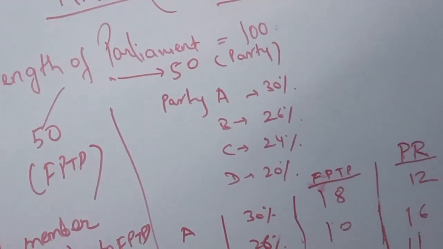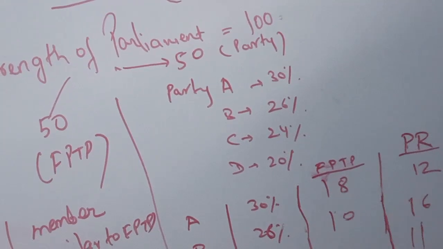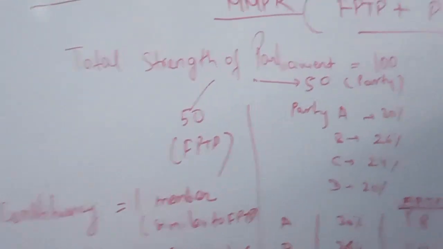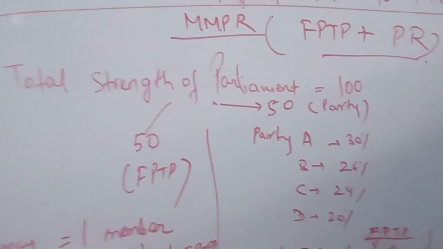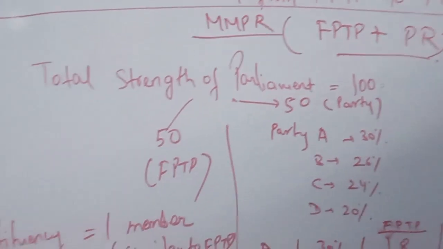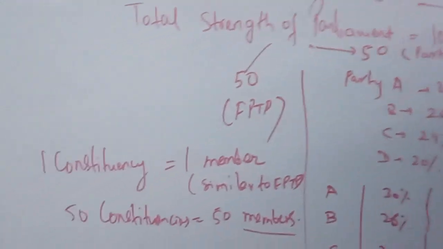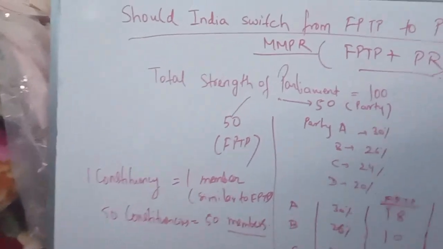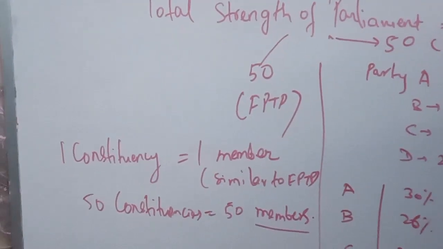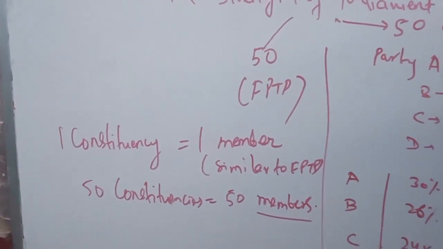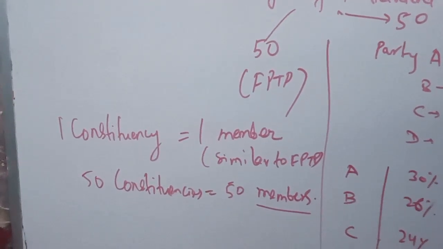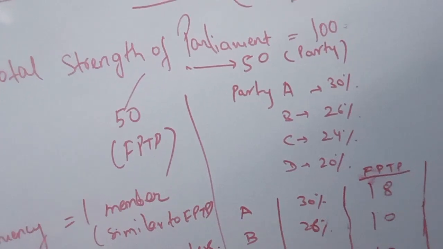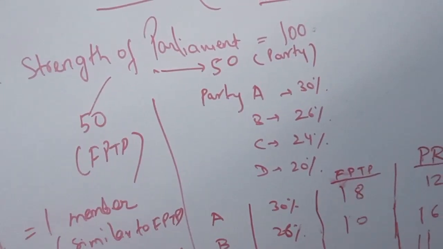So parties will be given first preference, second preference accordingly by the voter. In this way, if 100 is the strength of the parliament, 50 will be selected as FPTP candidates. So one constituency, one member, similar to FPTP. The candidate who secures the majority of votes in that particular constituency will be declared the winner. So 50 constituencies, 50 members based on the FPTP system. The rest 50 members will be selected based on the party system.